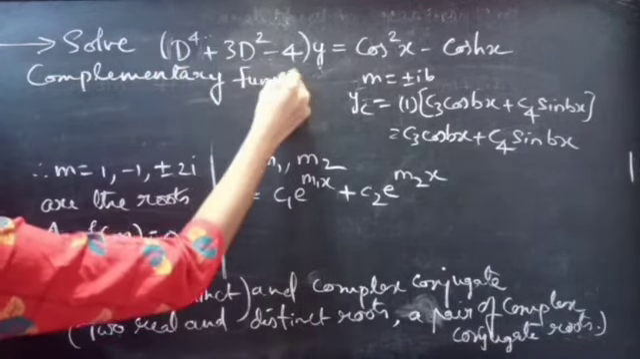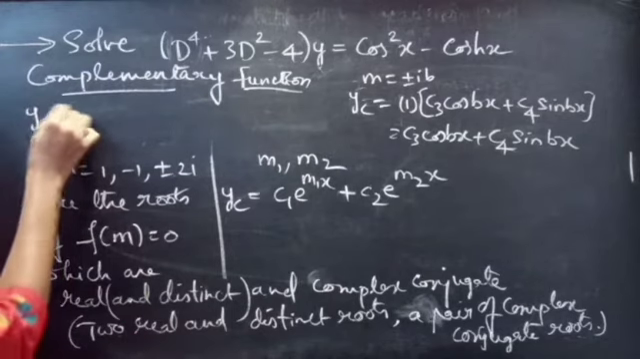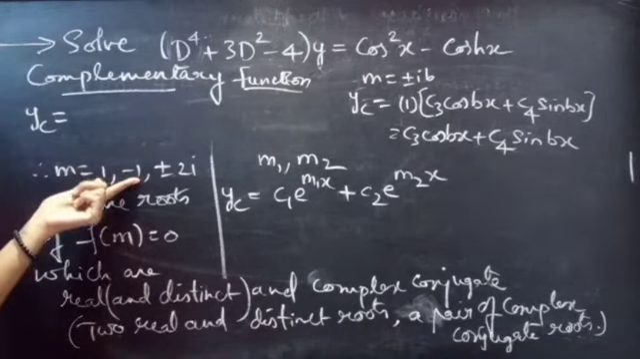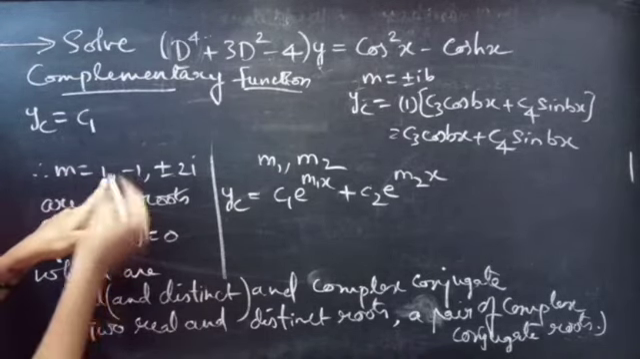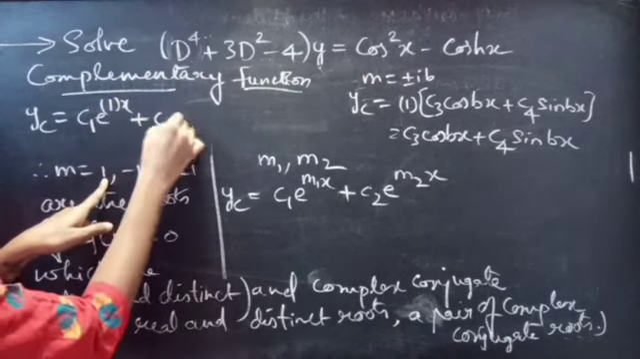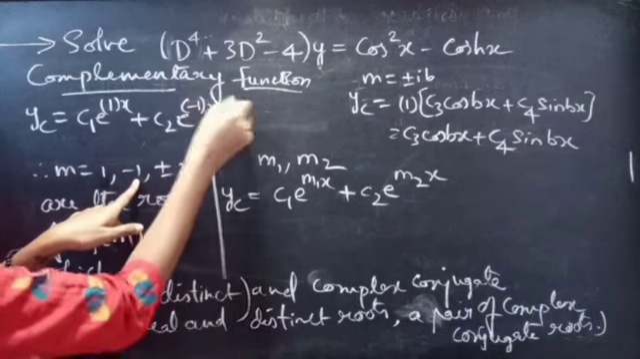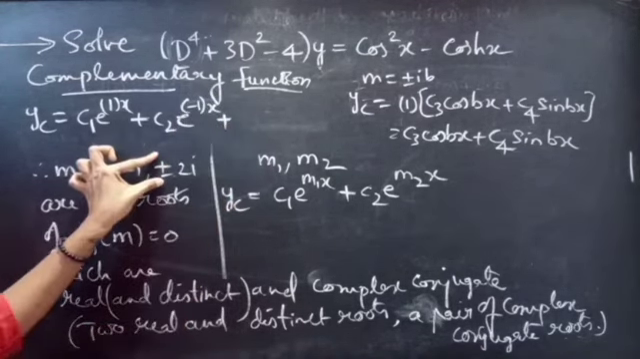Complementary function. Y is equal to, firstly let's write for these two real and distinct roots: C1, take m1 as 1, e power 1 into x, plus another constant into e power another real and distinct root. Okay, plus now for plus or minus 2i.